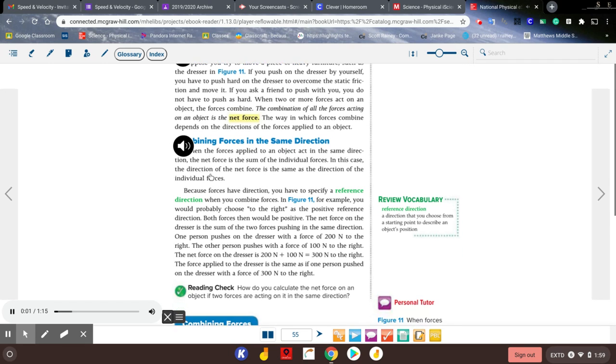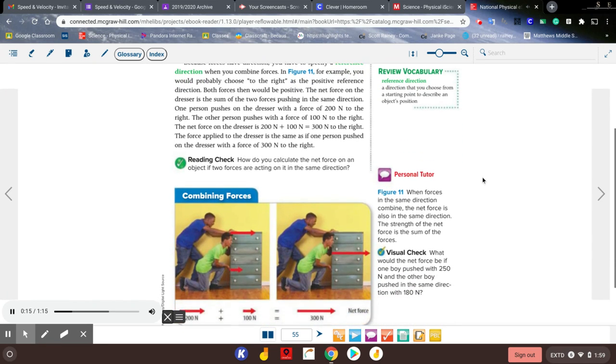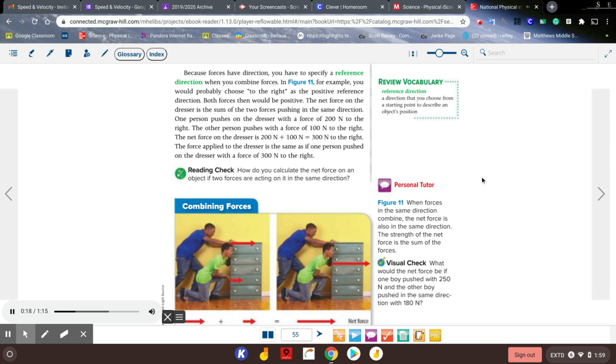Combining forces in the same direction. When the forces applied to an object act in the same direction, the net force is the sum of the individual forces. In this case, the direction of the net force is the same as the direction of the individual forces. Because forces have direction, you have to specify a reference direction when you combine forces. In Figure 11, for example, you would probably choose to the right as the positive reference direction. Both forces then would be positive.